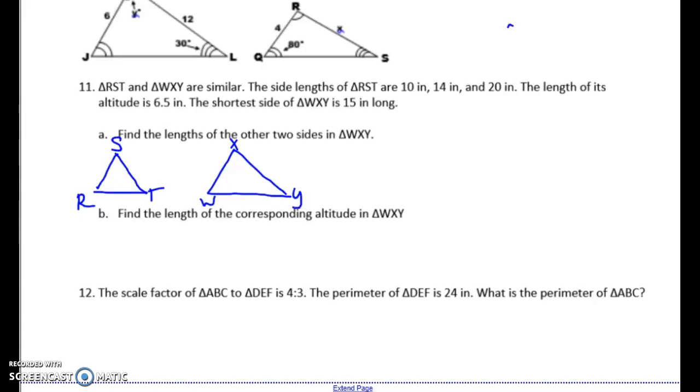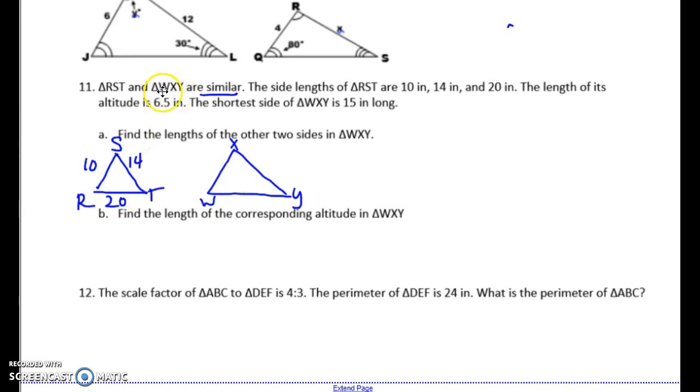Okay, so number 11 says that triangle RST and WXY are similar, which means they have corresponding parts. It says the side lengths of triangle RST are 10 inches, 14 inches, and 20 inches. It doesn't tell you which side is which, so it doesn't matter. So I can just label any of the sides 10, 14, and 20. So I'm just going to go 10, 14 inches, and 20 inches. Okay, that's our triangle RST.